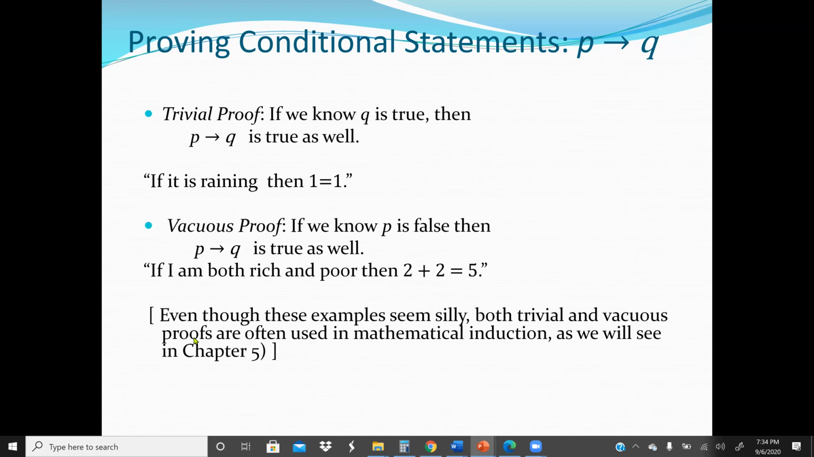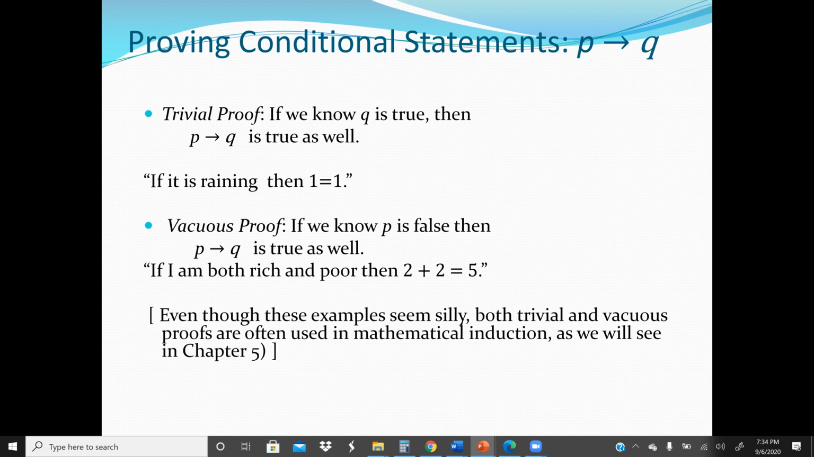Here we see though, these examples sound silly. Both trivial and vacuous proof are often used in mathematical induction. We may cover this mathematical induction concept in chapter 5 of the course textbook. So we can see a very nice example here. Previously we said P at S implies Q at S, which means if P at S, then Q at S.